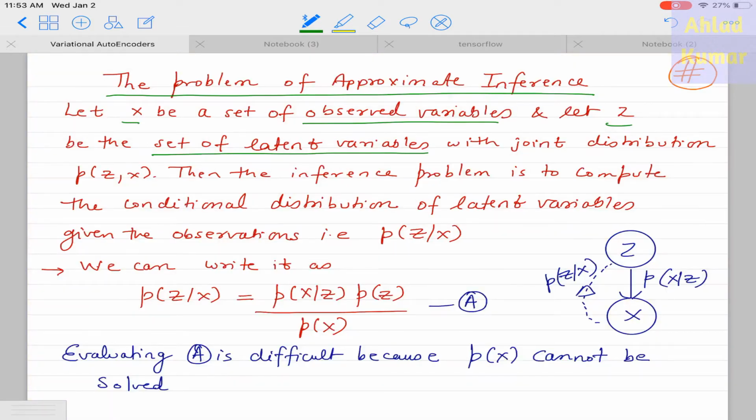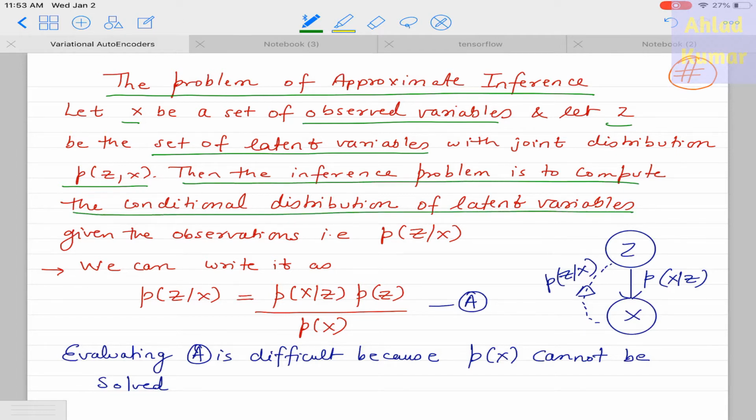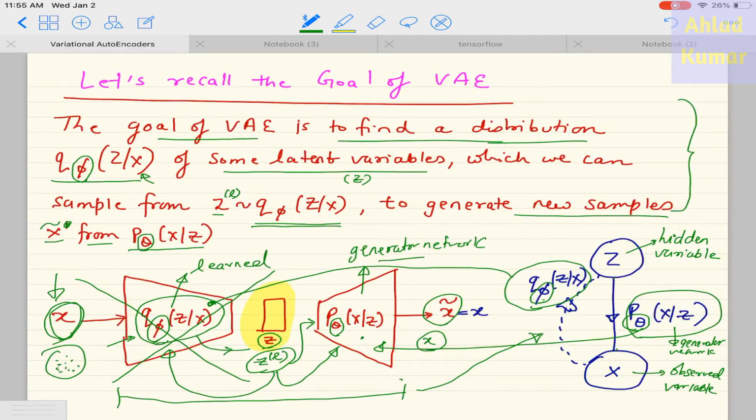With the joint distribution p(z, x) given, the inference problem is to compute the conditional distribution of the latent variable, that is p(z|x). So we want to find the conditional distribution p(z|x) given the observations x. Our target is to obtain the conditional distribution p(z|x). As we have discussed also, our target here is to learn this conditional distribution q_phi(z|x).